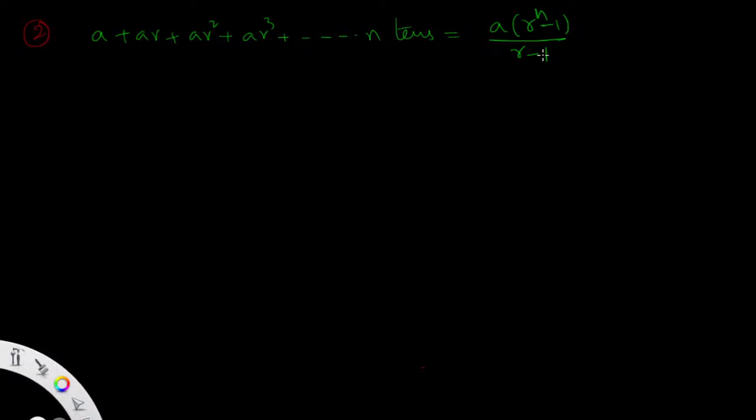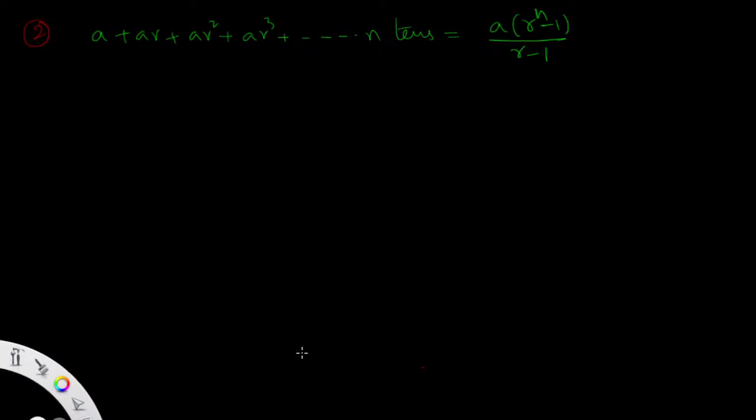Next, ar cube by ar square is nothing but r. Ar square by ar is r. Ar by a is r. In all the expressions the relation is only the common ratio r. So these steps go up to n terms. The total summation has the value a into (r power n minus 1) by (r minus 1). So this is the question given. We have to prove that the total summation LHS equals RHS.